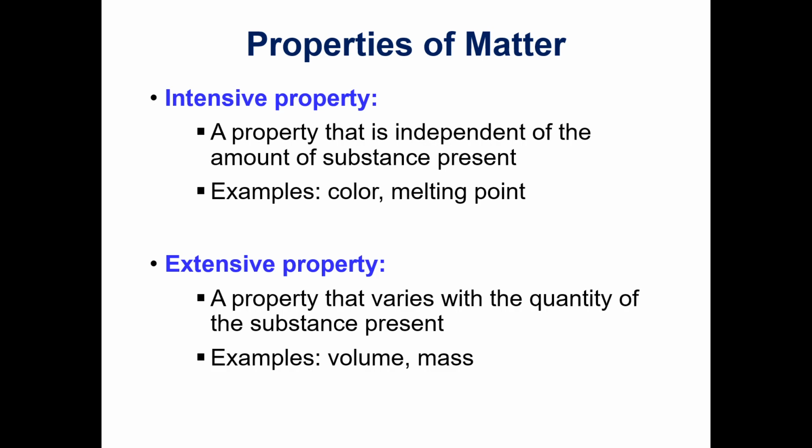The melting point is going to be the same. The boiling point is going to be the same. All of those things about how it looks are going to be the same no matter how much you have. An extensive property is something that varies with the quantity of substance that you have. For example, the volume. A kilogram is obviously going to take up a larger volume than a gram. The mass is going to be different depending on how much you have.